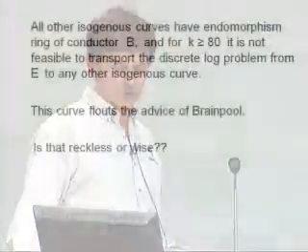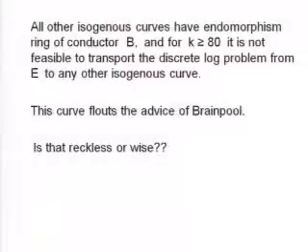Then this particular curve has conductor 1. It's easy to see that it has complex multiplication by i, so it has complex multiplication by the full ring of integers. That is, conductor 1. And it's the only isomorphism class in its b conductor gap class. So it can't be moved anywhere using isogenies, because you're never going to be able to construct a degree b isogeny. So all other isogenous curves have an endomorphism ring of conductor b, and for any reasonable b, it's not feasible to transport the discrete log problem from E to any other isogenous isomorphism class.